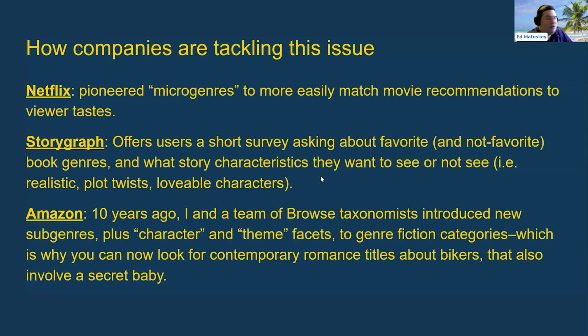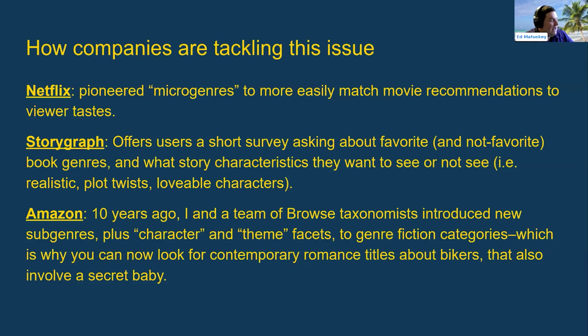There are a few real-world examples of companies that are tackling this issue in their own ways. Netflix pioneered microgenres. That was early on. It was very exciting to see with my fellow taxonomists at Amazon. A new company called Storygraph, trying to be a Goodreads competitor or supplement, asks us a short survey that includes not just the genre of the book, but the types of features that you want to see or don't want to see in the book.